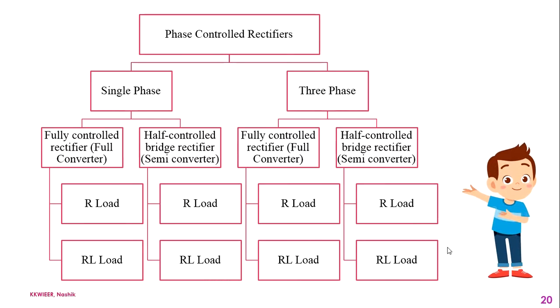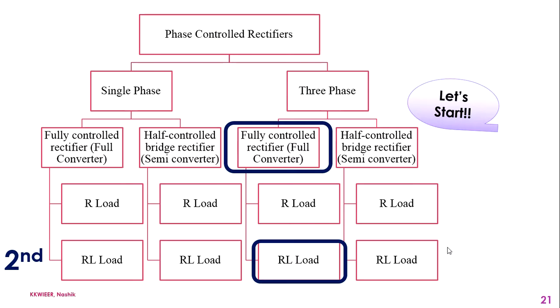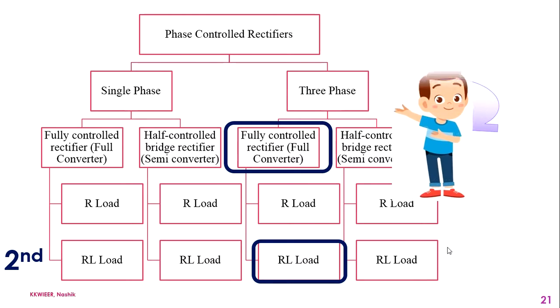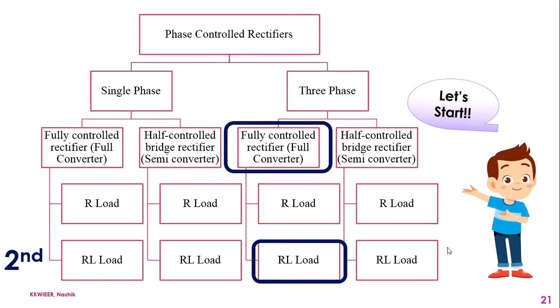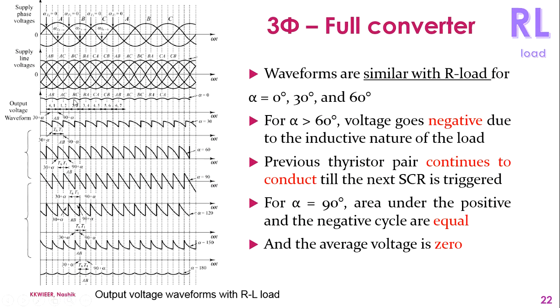Next, the 3-phase fully controlled rectifier, that is a full converter with the inductive load. So let's start. So these are three waveforms, 0 degree, 30 degree and 60 degree, which are very similar to that of the 3-phase full converter with the resistive load. But for alpha greater than 60 degree, voltage goes negative due to the inductive nature of the load. The previous thyristor pair continues to conduct till the next SCR is triggered.